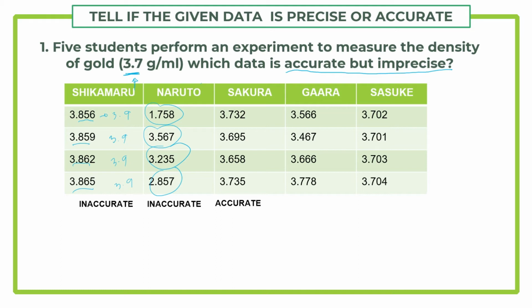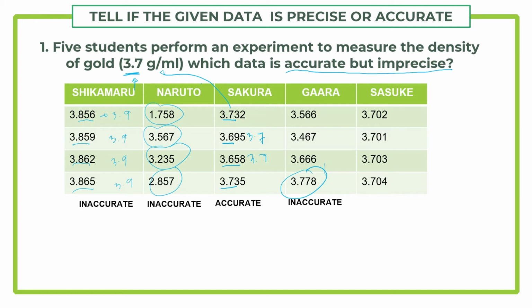Bakit siya tinawag na accurate? Kasi tumama ang data niya sa 3.7. So, meron siyang 3.7, meron siyang another 3.7 kapag ito ay ni-round up. Next, another 3.7 and another 3.7. Kaya siya sinabing accurate. Next kay Gaara is inaccurate dahil isa lang ang tumamang data sa kanya, which is 3.778.